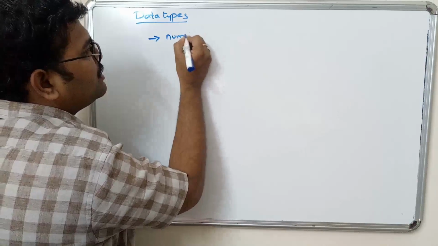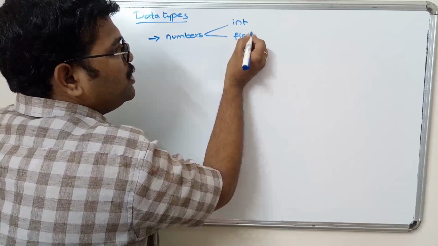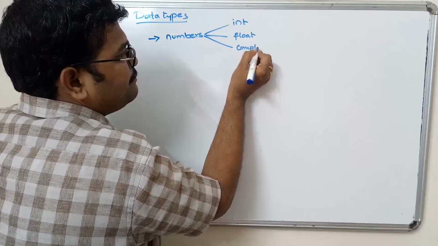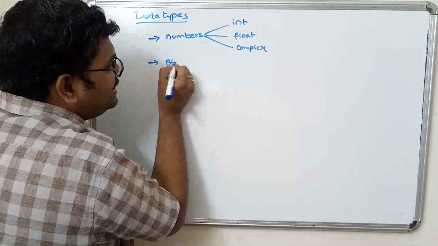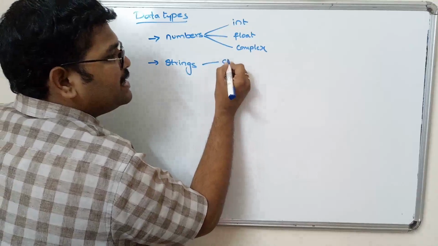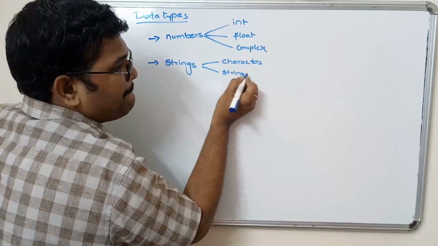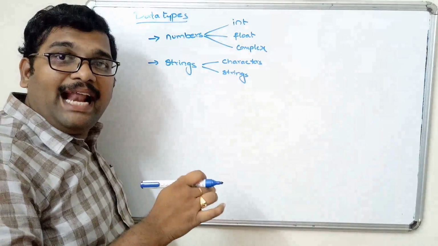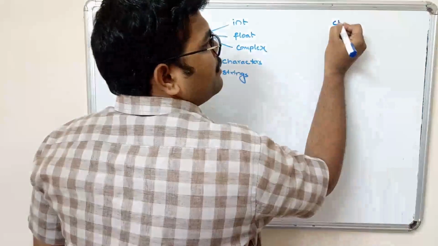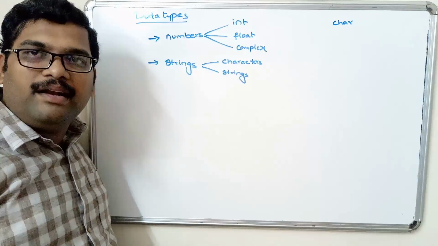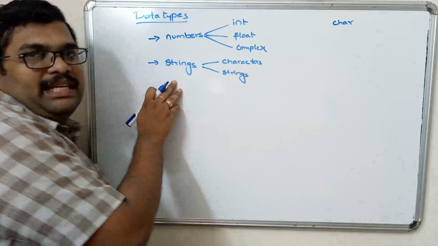That is numbers. In numbers we will get integers, float, complex. Everything we will treat as numbers. Next, strings. Here we will consider character strings. There is no special character data type, like in the C language, where we have char to represent one character. Here, even if there is a single character, we can treat it as a string.